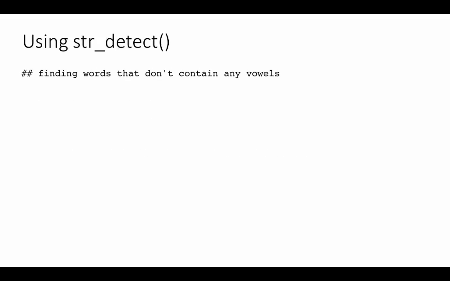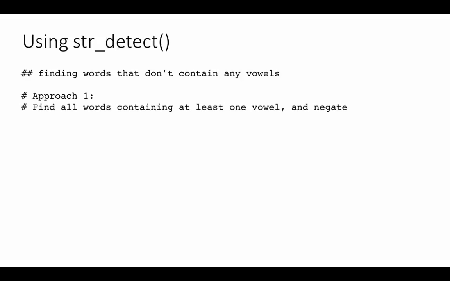Right now, suppose we want to find the words that don't contain any vowels. That is, words that are made up entirely of consonants. We are going to show two ways of doing this. In the first way, we first find the words that contain at least one vowel, and then negate that. So that is this.